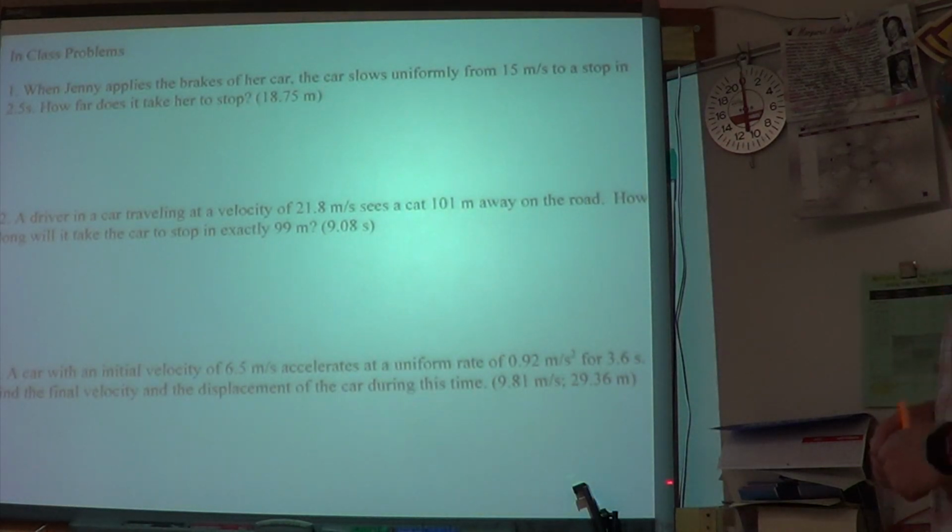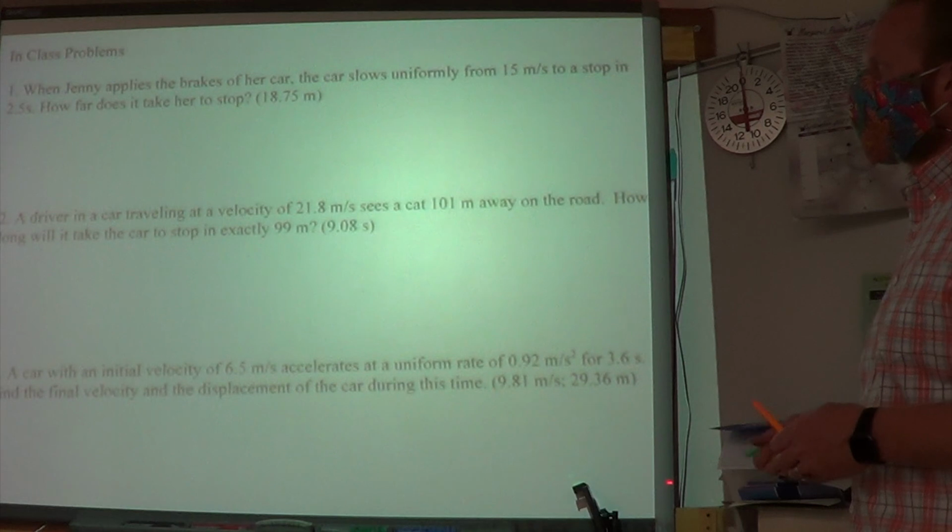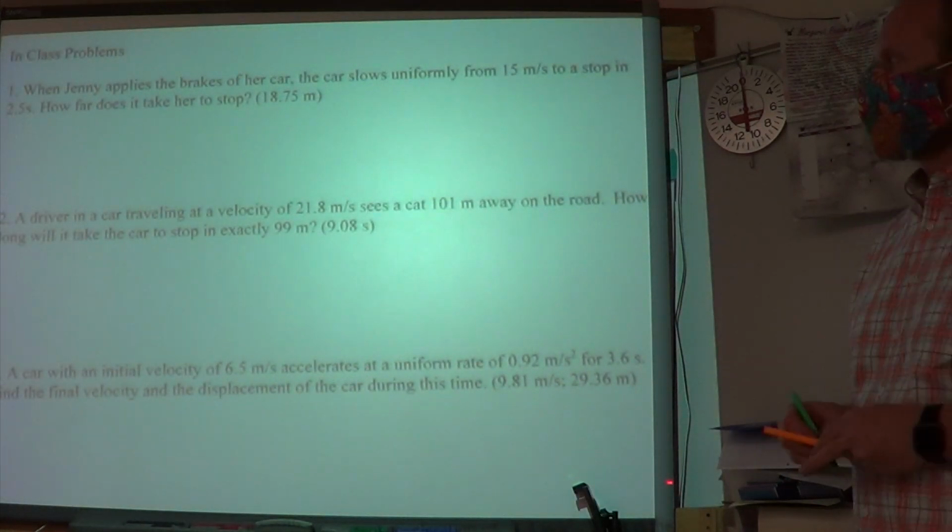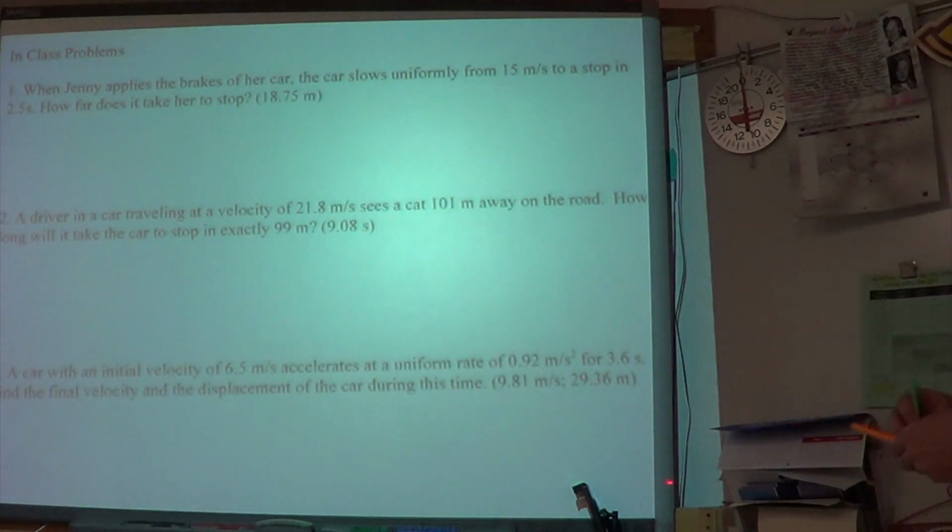So we read the problem first time, just kind of get a general gist of what's going on, then we read it for a little bit more content. So when Jenny applies the brakes of her car, the car slows uniformly, that just means at a regular rate, from 15 meters per second to a stop in 2.5 seconds. How far does it take her to stop?